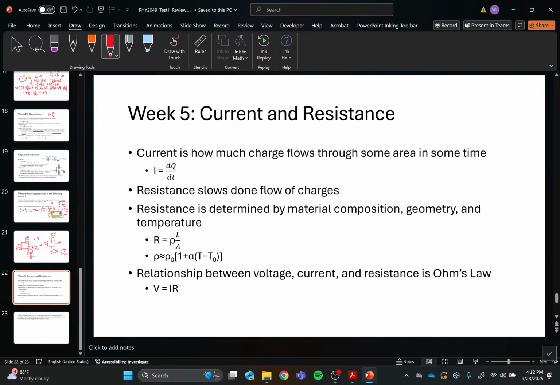If you have voltage and current, use that one. If you have length and area, resistivity, use that one. They're very straightforward. No resistance circuits. I haven't even showed you what a resistor looks like in a circuit yet. So yeah, you're spared that. That'll be a test 2 thing.